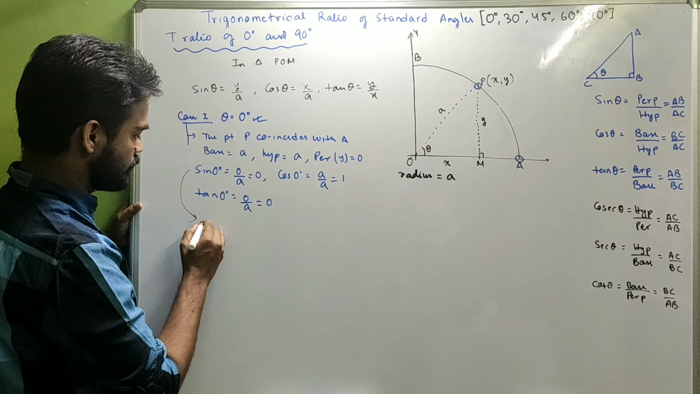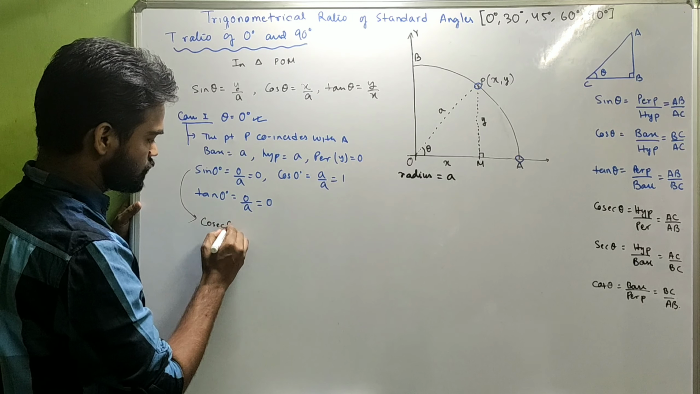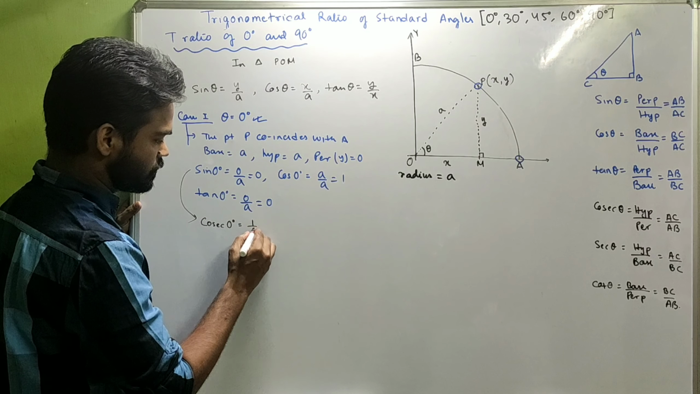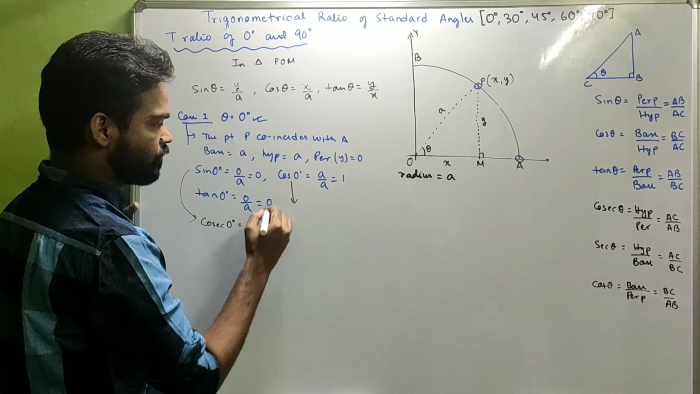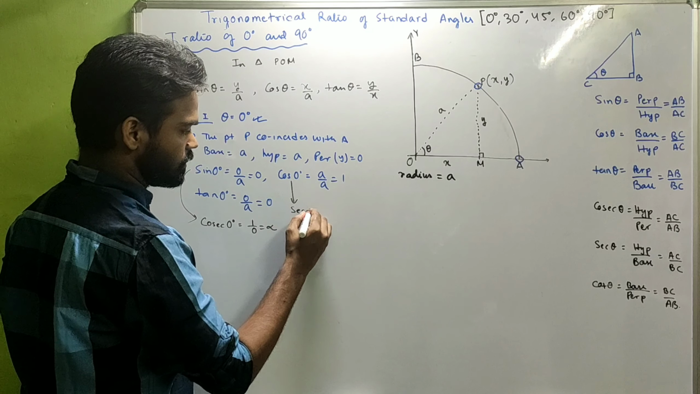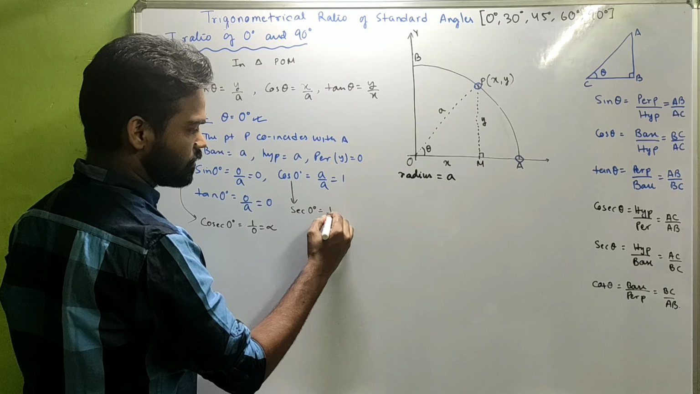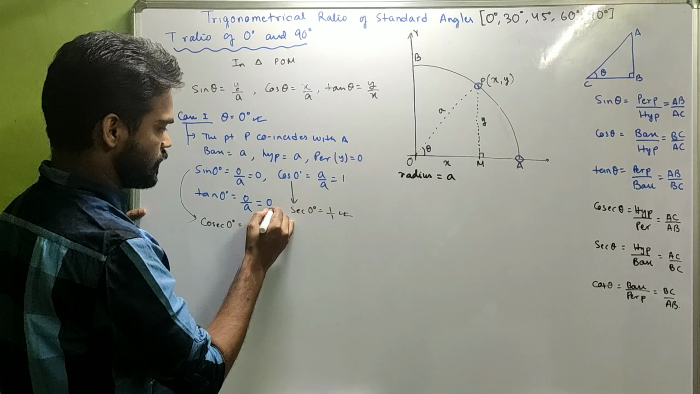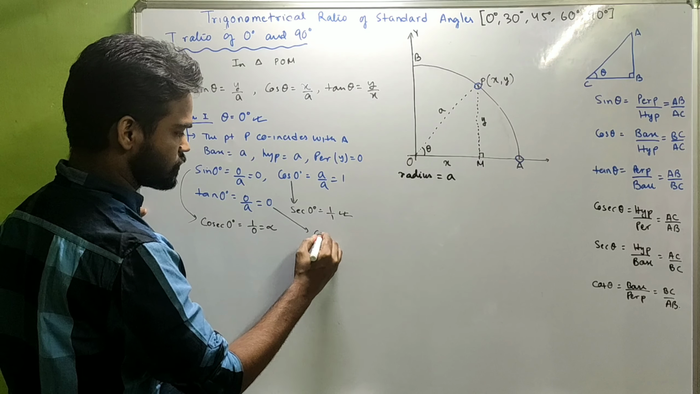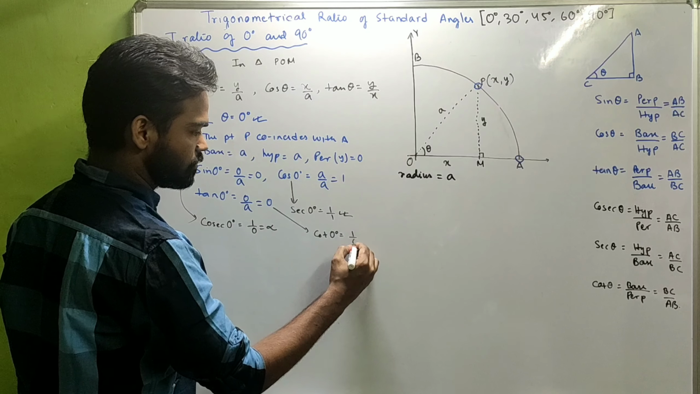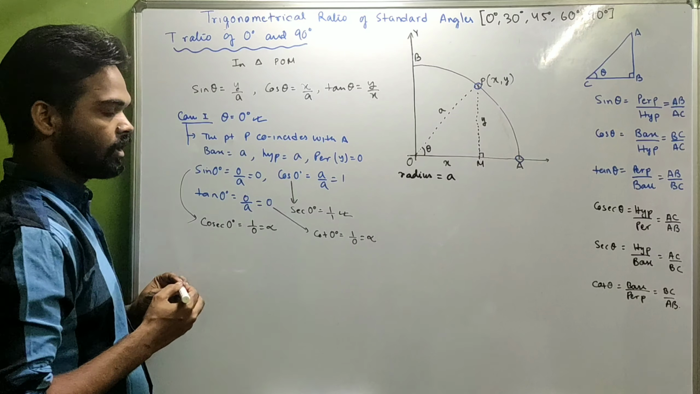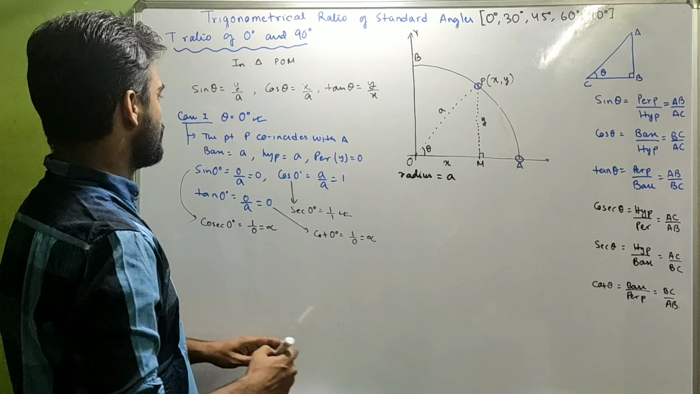Now the reciprocals. Sine 0 is 0, so if you find cosec 0 degree, it will be 1 by 0, that's undefined. The reciprocal of cos 0, 1 by 1, it will be 1 only. And the reciprocal for tan, that's cot 0 degree, 1 by 0, that's undefined. Am I clear?